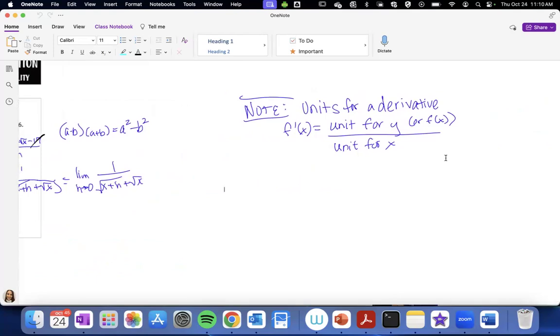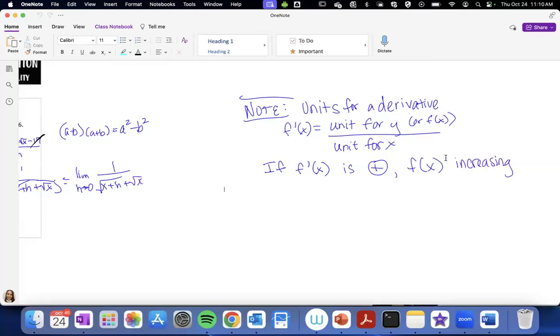The other thing you need to know is twofold. If f prime of x is positive, what do we know about the original function? Is f of x increasing or decreasing? What do you think? Positive, it is increasing.